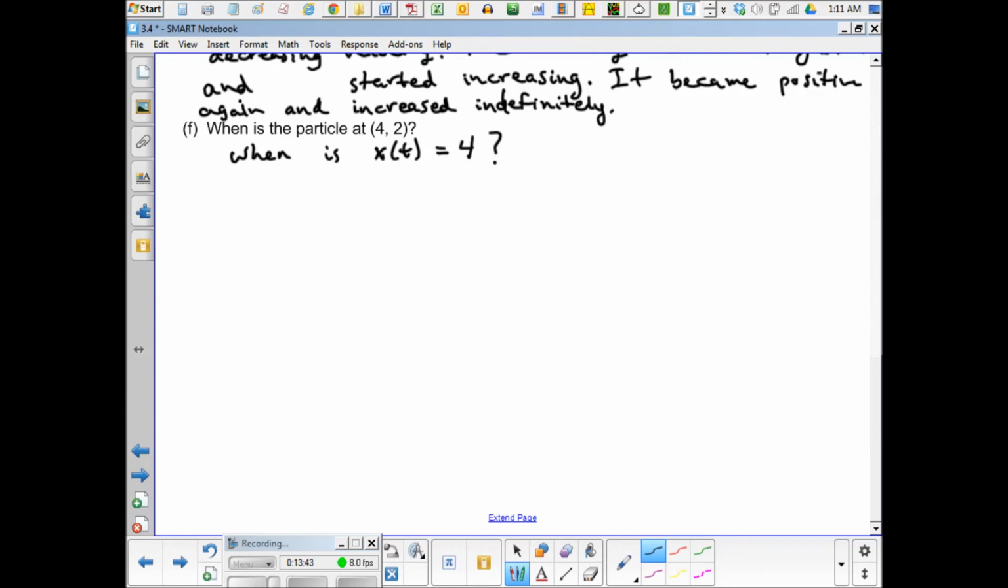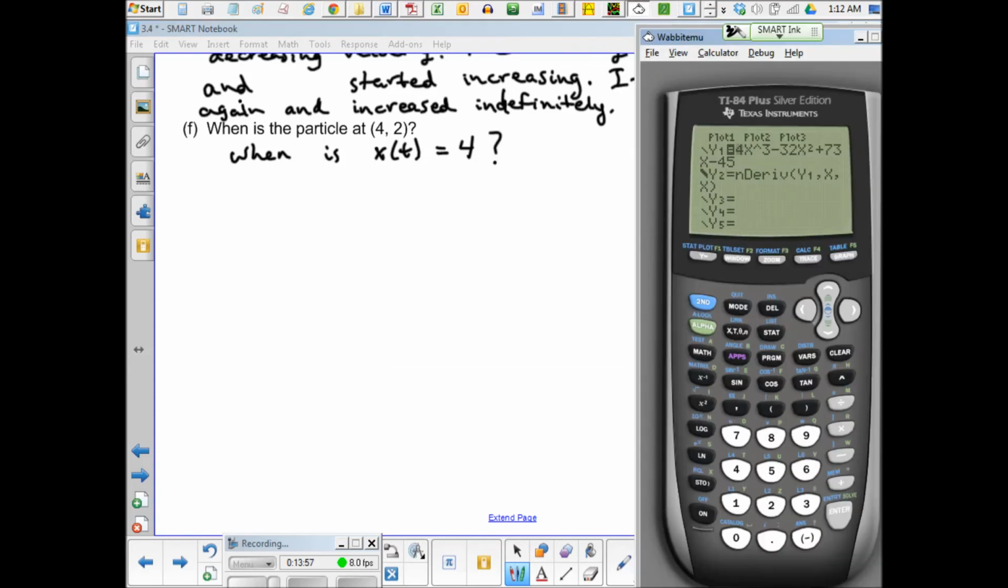We can find that by going back to our graph and looking at the position graph, seeing where it ever reaches a y value of 4, which would correspond to a position of 4. So let's look at our picture again. I'm turning off the derivative, I don't need to see it anymore. So here's my graph, and I'm wondering when y is 4. Remember that these are 10 each on the y-axis. So somewhere right in here, y is 4, meaning x is 4, because this is my position graph. This is my x of t graph.